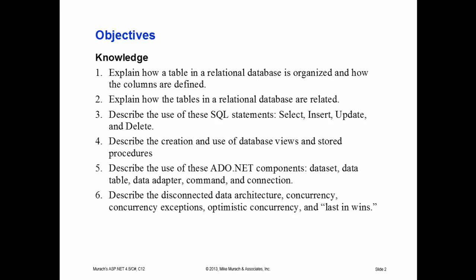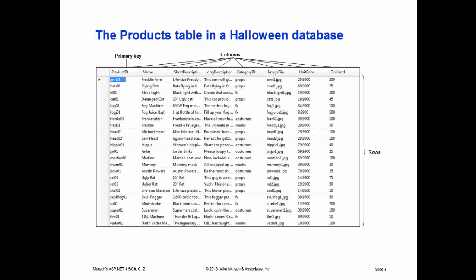And then we also talk about the idea that ADO.NET is a disconnected data architecture. So this idea that you fetch the data, you operate on it, and then you sync back. And with that, there are concurrency issues. They call them concurrency exceptions, a fancy way of saying an error, and how to deal with it. There's optimistic concurrency, and there's this idea of last in wins. The book talks about the pros and cons of those things.